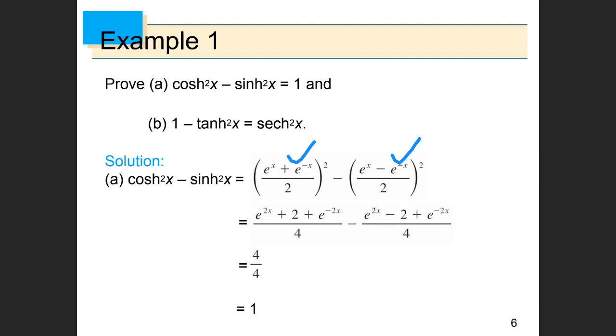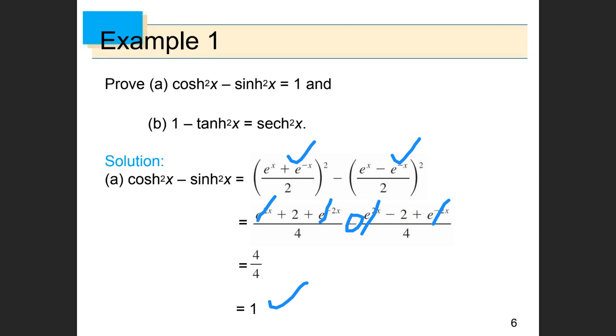Notice it, you're going to get terms that cancel out with each other. For example, this cancels with that. This cancels with this. Take note there's a minus in between there. That's why it cancels out. You end up with 2 minus minus 2, which becomes 4 over 4, so you end up with 1. So you see, therefore, the left-hand side is equal to the right-hand side.